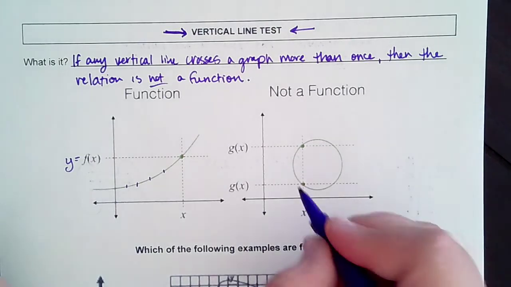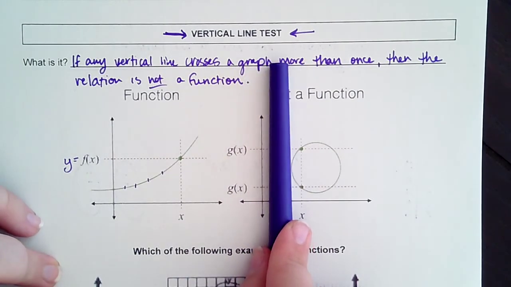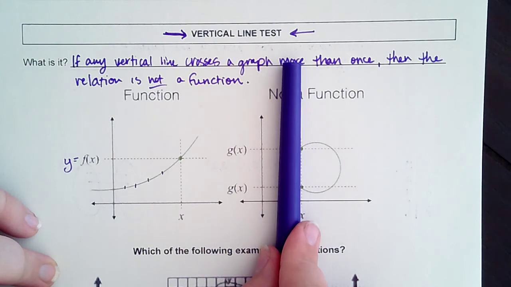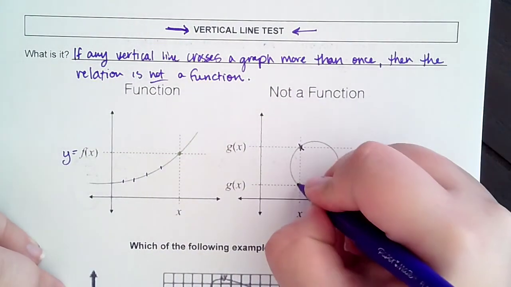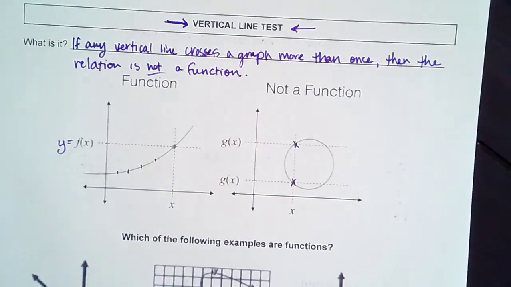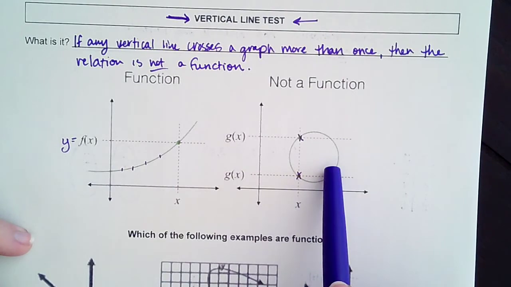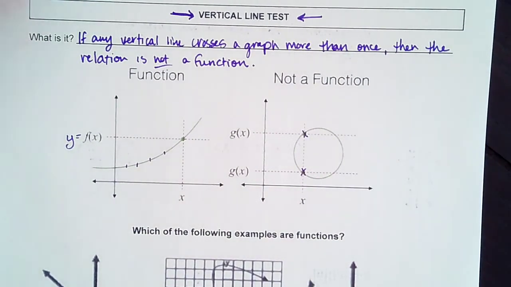However, if I go over to this circle and I do the same line test, when I first hit the edge of the circle, sure, I'm only hitting it once, but as it shows in this picture, when I get a little bit farther in, I start hitting at multiple points at the same time. Therefore, by the vertical line test, this is not a function. A circle is not a function because it crosses more than once.